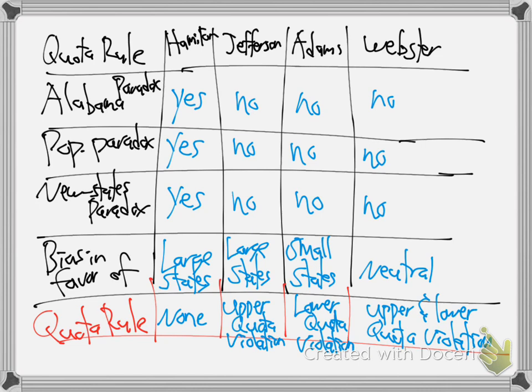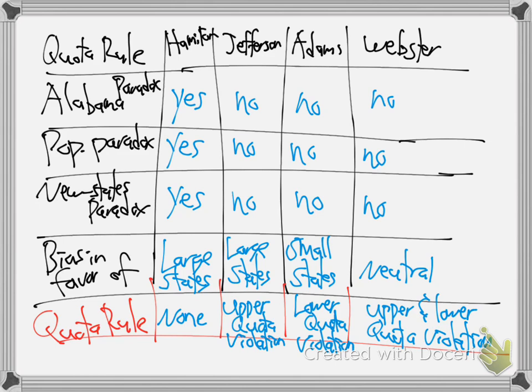Okay, well then, but here's part of the problem. Come on down, bias. The methods have been proven: Hamilton and Jefferson tend to favor larger states. They'll give more representatives to larger states. California, for example, would be favored by the Hamilton and the Jefferson. Adams favors small states. Webster is neutral. There's no bias in that.